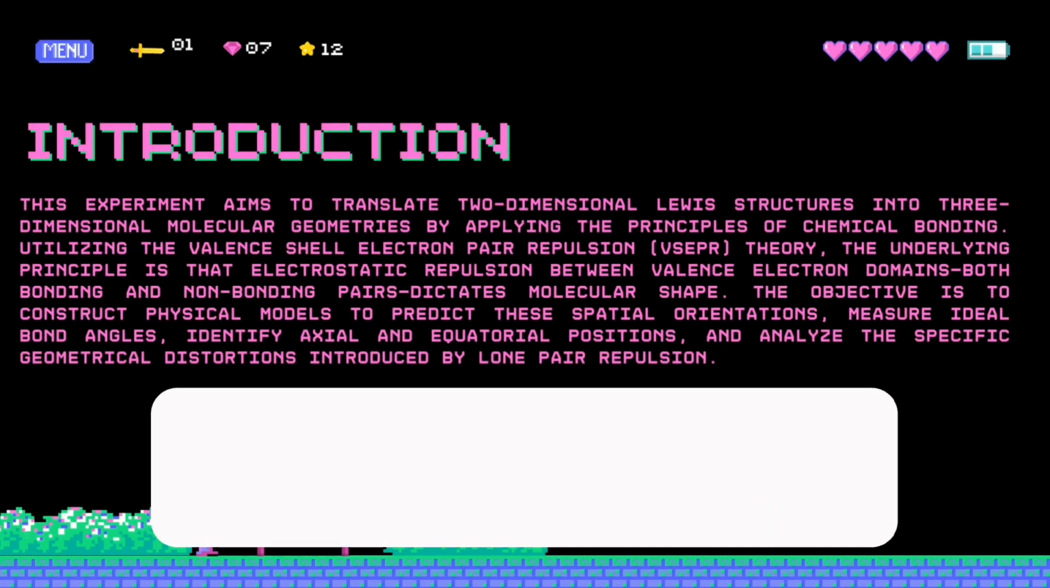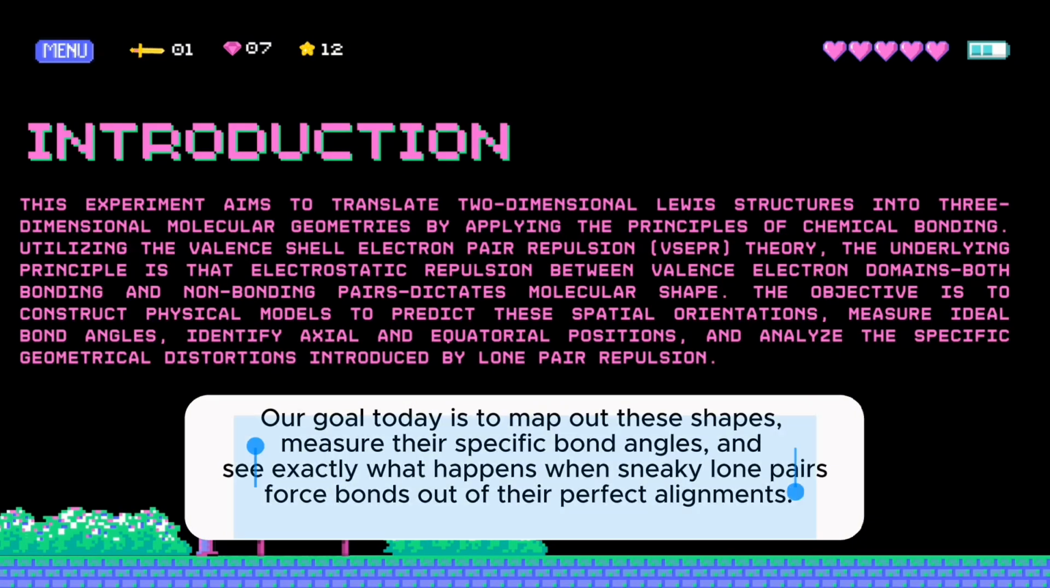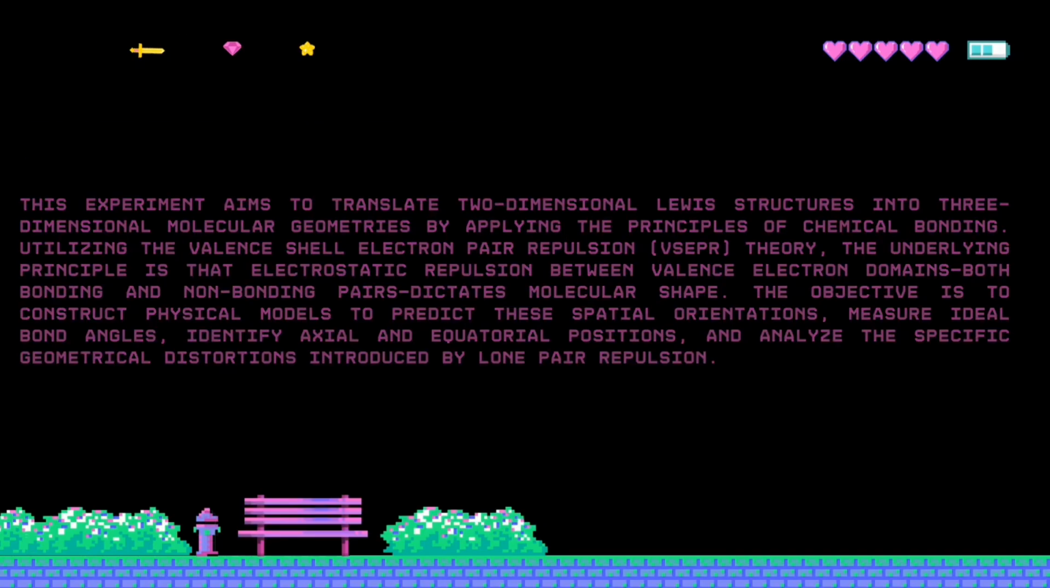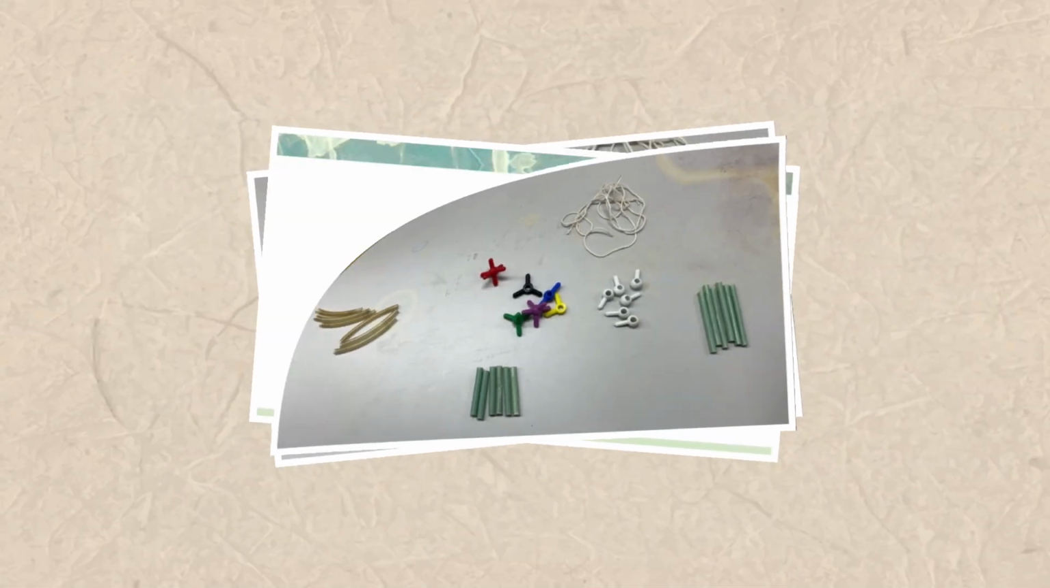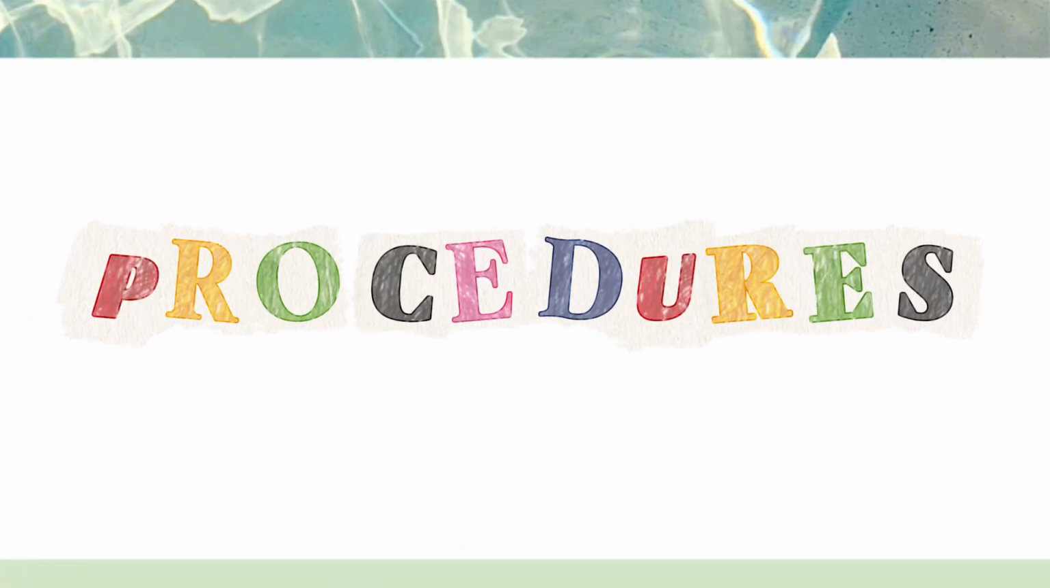Our goal today is to map out these shapes, measure their specific bond angles, and see exactly what happens when sneaky lone pairs force bonds out of their perfect alignments. And these are the materials that we use for the experiment. Now let's move on to procedures.